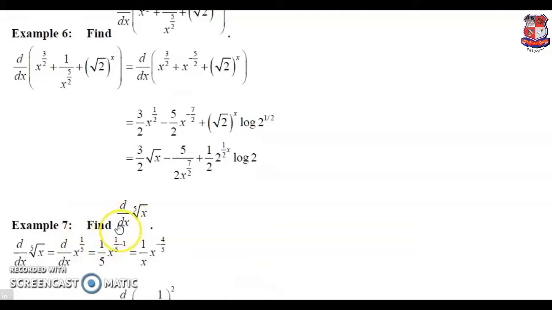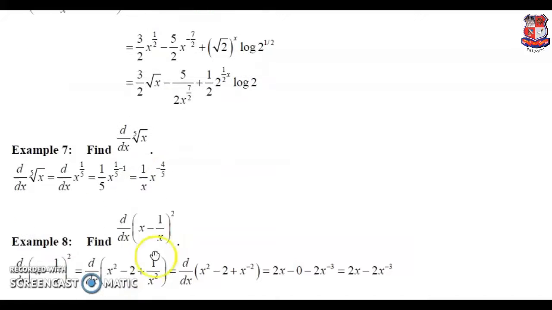Example number 7, find d by dx x raised to 1 by 5. So for x raised to 1 by 5, we apply the first rule, x raised to n, that is n x raised to n minus 1. So 1 by 5 x raised to 1 by 5 minus 1. So 1 by 5 x raised to minus 4 by 5.